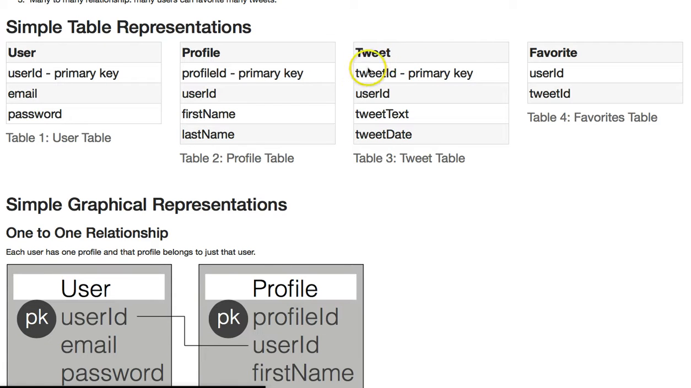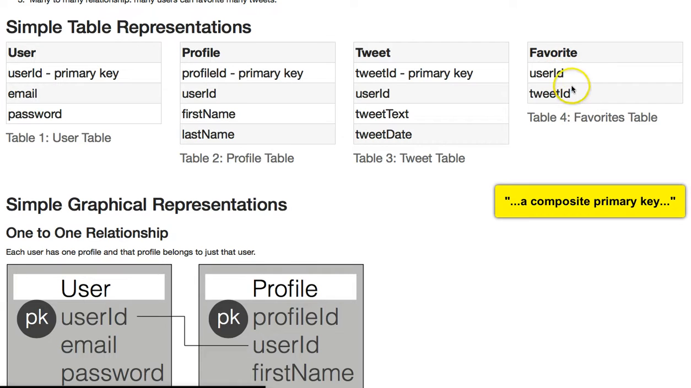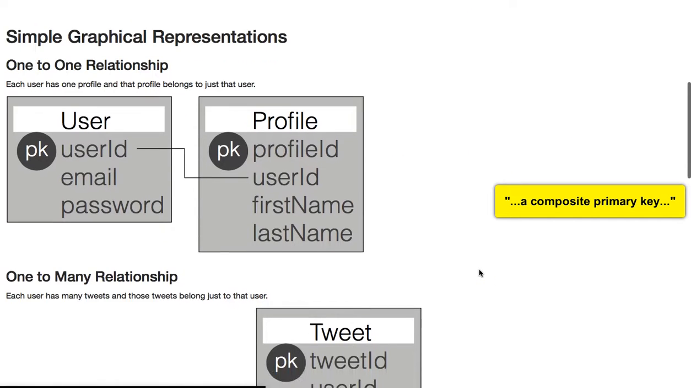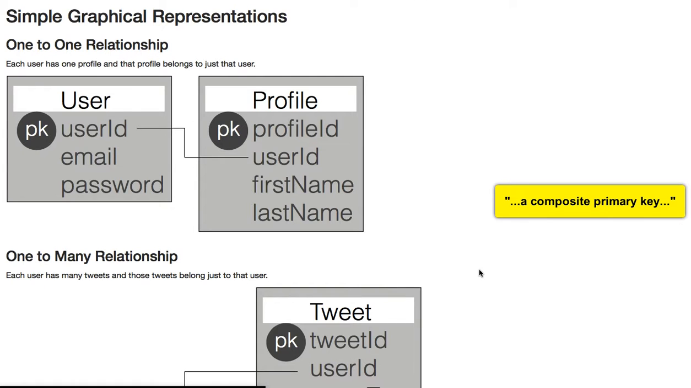The tweet table would have a tweet ID, which would again be the primary key. The user ID, which again, that's a foreign key, and then some information about the tweet like the text and the date it was done. And then you have the final table, the favorite table, which is used for the many-to-many relationship, has no primary key. It has a composite primary key of these two foreign keys, the user ID and the tweet ID.